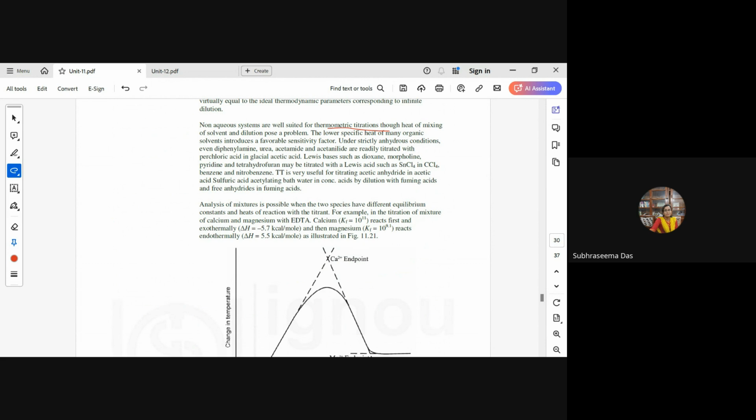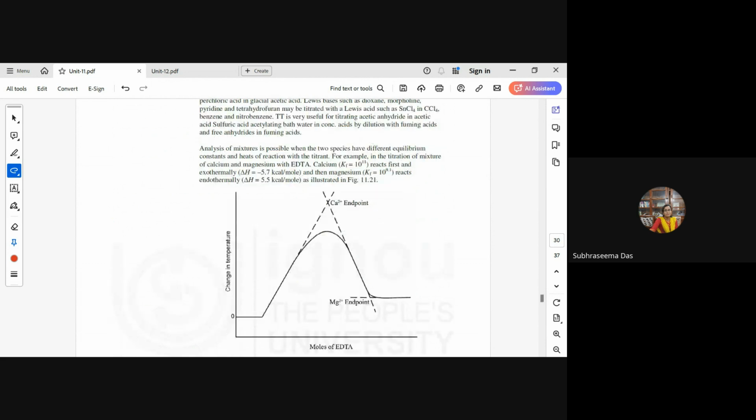Thus, under strictly anhydrous conditions, even diphenylamine, urea, acetamide, and acetanilide can be easily titrated with perchloric acid in glacial acetic acid. Lewis bases like dioxane, pyridine, and THF can be titrated with Lewis acids like SnCl4 in benzene and nitrobenzene. Thermometric titrations are very useful for titrating acetic anhydride in acetic acid, sulfuric acid, and acetylating bath in concentrated acid. Analysis of mixtures is possible when two species have different equilibrium constants and heats of reaction with the titrant.